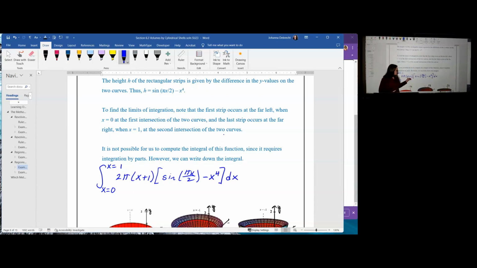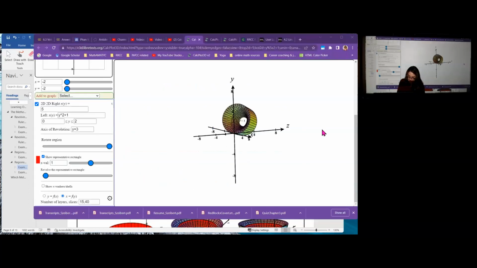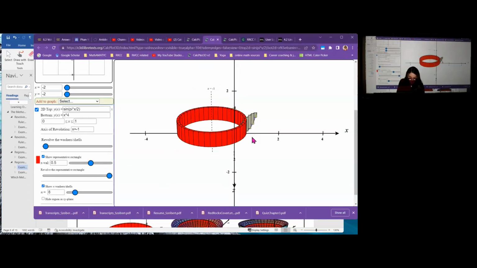However, in this case, when we distribute, we're going to get x times the sine function. And until we have integration by parts, we're not going to be able to complete this definite integral. We can, however, take a look at what it looks like on CalcPlot 3D. When we look on CalcPlot 3D, we'll see, oops, I think I've got the wrong one up, right here, the sine of pi x divided by 2 as the upper curve, and x to the 4th is the lower curve.